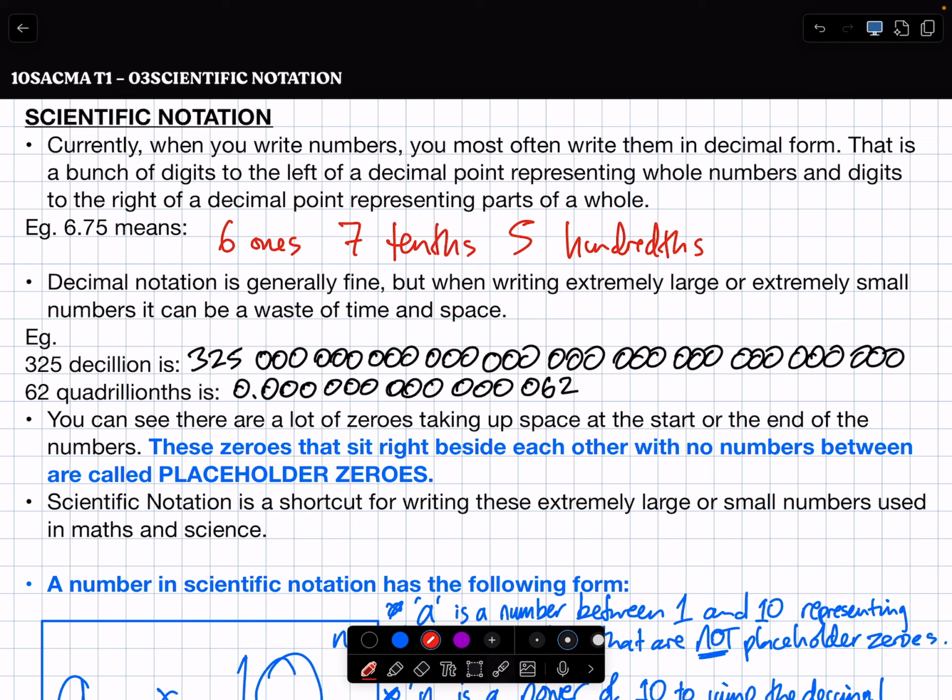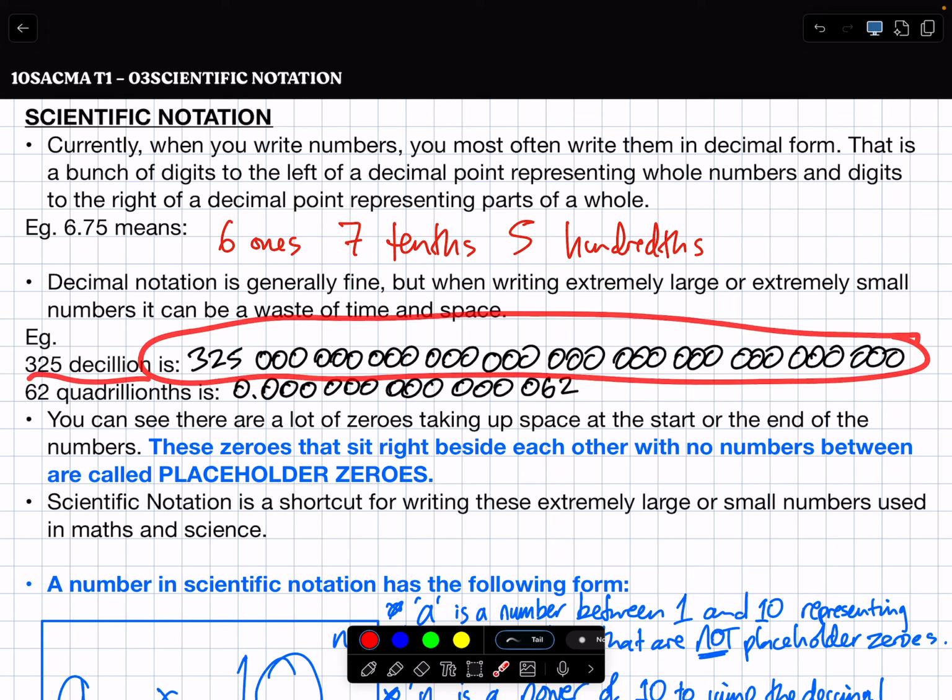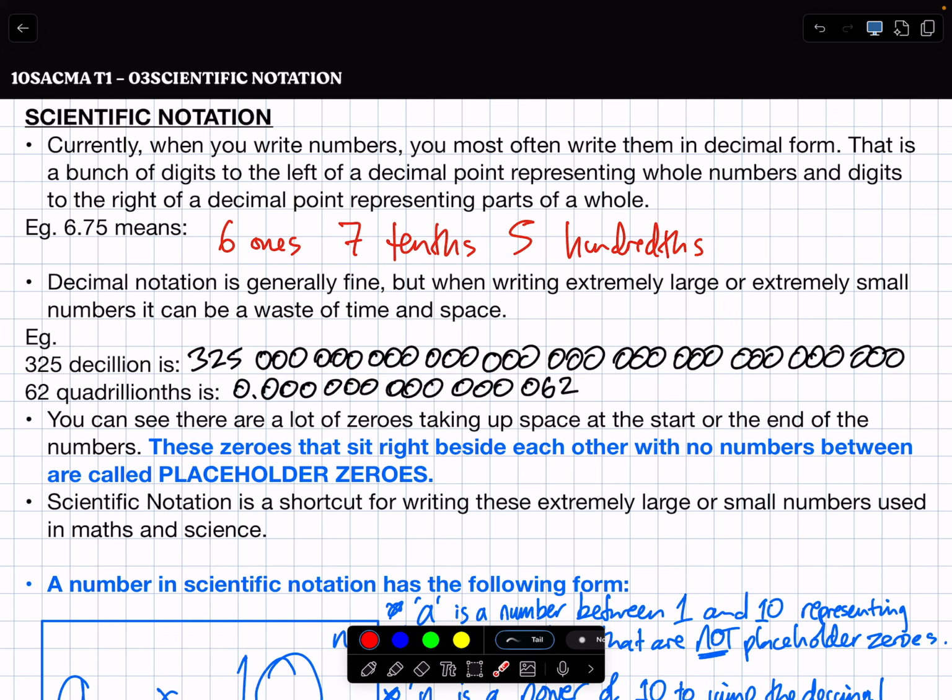The problem with decimal notation is when you're writing extremely large or extremely small numbers. It's a waste of time and space. 325 decillion is this crazy thing. Would you like to write that in a test situation? What if you missed a 0? You're completely wrong. This 62 quadrillionths is an extremely small number. Would you like to have to write that in a test? Would you get it completely wrong if you missed a 0?